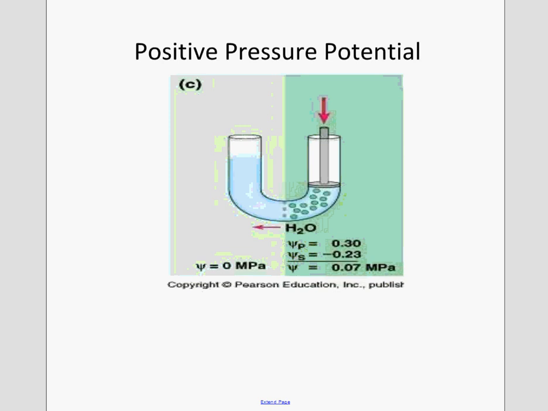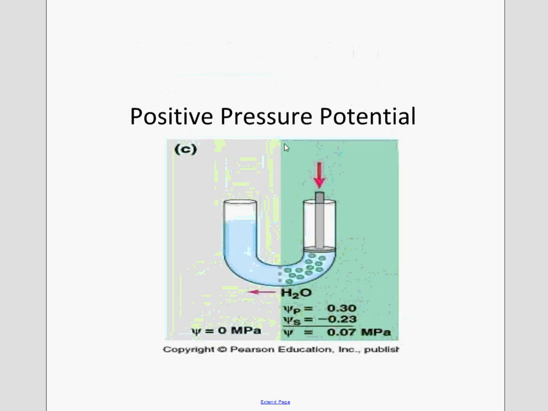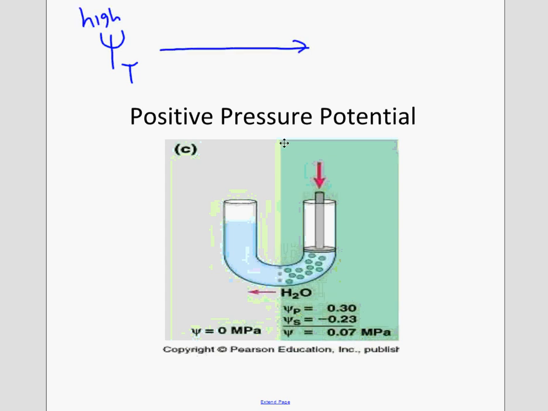Water always flows from, and this is the symbol for total water potential, always flows from a high total water potential to a low total water potential. Well, how do we figure total water potential? We're going to add the pressure potential.